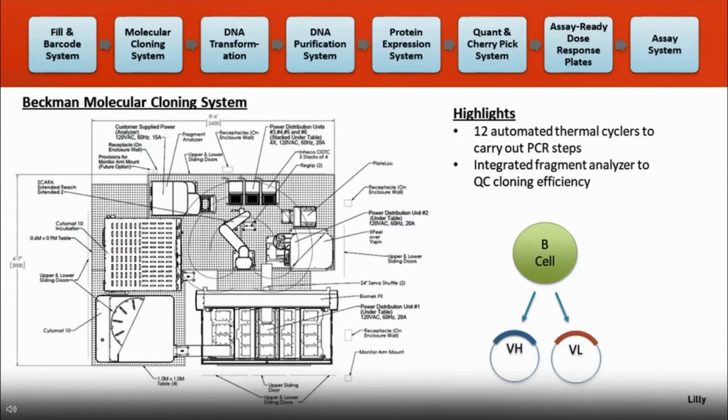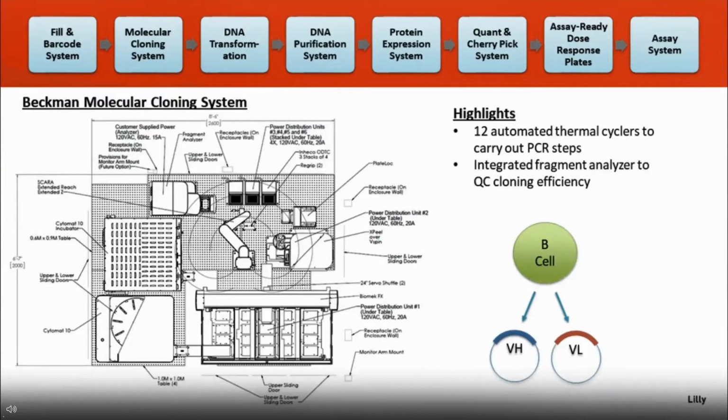As we go through the presentation, I'm really going to try to touch on what makes each of these systems unique in its own right. So on the molecular cloning system, the special sauce is the bank of automated thermocyclers that you can see at the top. There are 3 stacks of 4 thermocyclers, so a bank of 12 automated thermocyclers on the system.